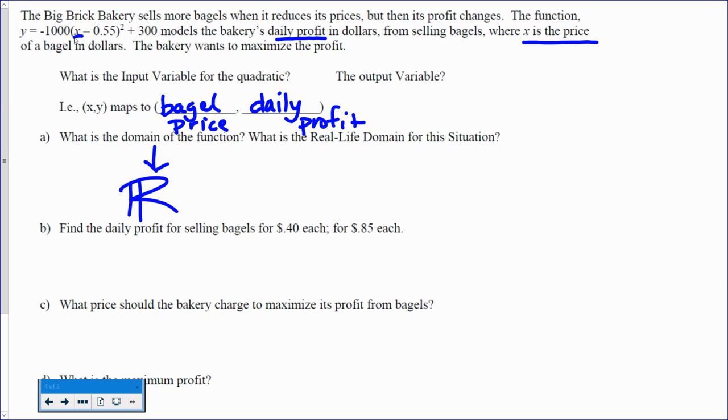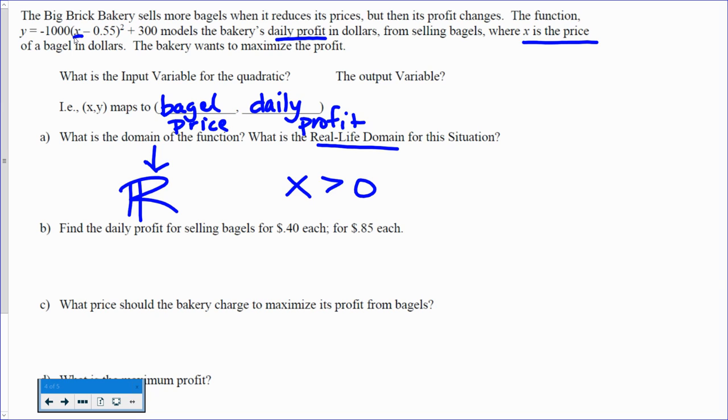Okay. But now realistically, my X value represents the domain. That's bagel price. Can we realistically say, well, any price would be fine? No, it doesn't make sense in reality. Okay, we can't charge -$4 for a bagel. I mean, you could also argue we can't charge $20 for a bagel. But realistically, at least, we've got to be greater than 0.